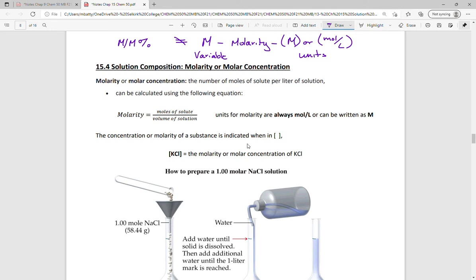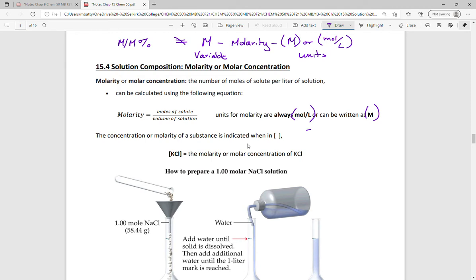It can be calculated using the following equation. So molarity is the moles of solute in the volume of solution. So it's always moles per liter, or it can also be written as just a capital M. Those are interchangeable. So the concentration or molarity of a substance is also in those square brackets.